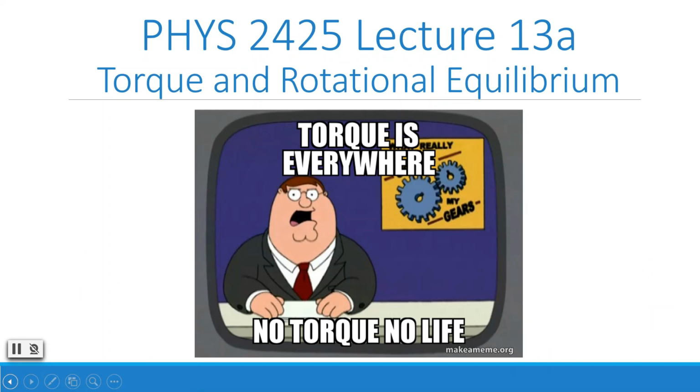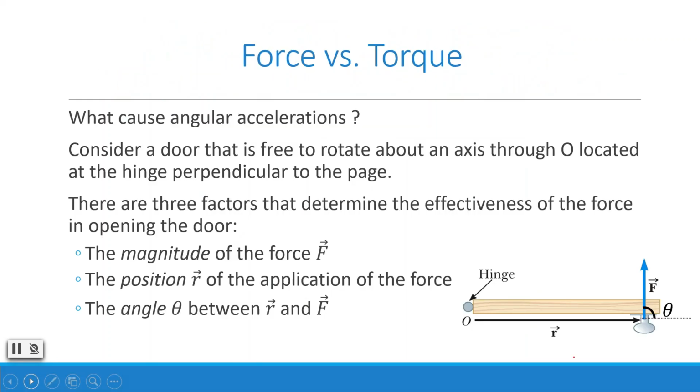So we did rotational kinematics, and the next thing in linear terms would have been forces and equilibrium. Well, now we have torque and equilibrium. Torque is going to be our rotational equivalent of force. When we look at force, our angular accelerations are caused by forces, but the difference is it matters where and how the forces are applied.